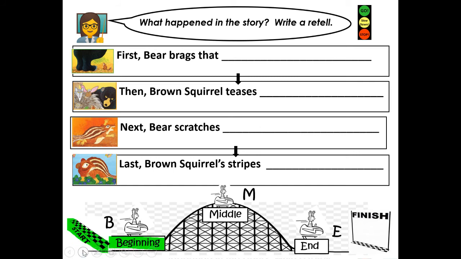Green means go, or tell what happened at the beginning. You're going to say first, you're going to write this sequence word and write a whole sentence. First, what happens at the beginning? Then we're going to slow down. Then you're going to tell us what happens in the middle of the story by writing the sequence word then and write a complete sentence. And then next, write another complete sentence that goes with the picture. And then finally, you're going to tell what happened at the end or the finish. And you're going to use the sequence word last and write a complete sentence.